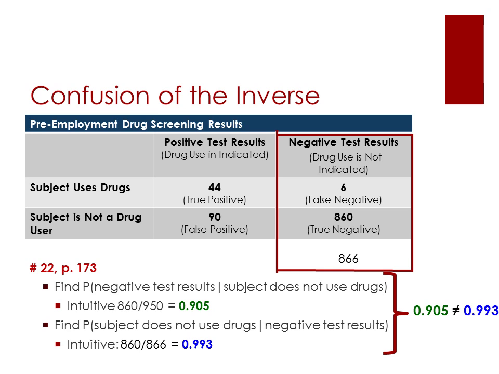So, the lesson to keep in mind with the confusion of the inverse is the order of events matters. Do not assume that once you found the probability, for example here, of negative test results, given that the subject does not use drugs, that is going to be the same amount as if you change those order of operations. So with the confusion of the inverse, be very careful to pay attention to the order of operations.